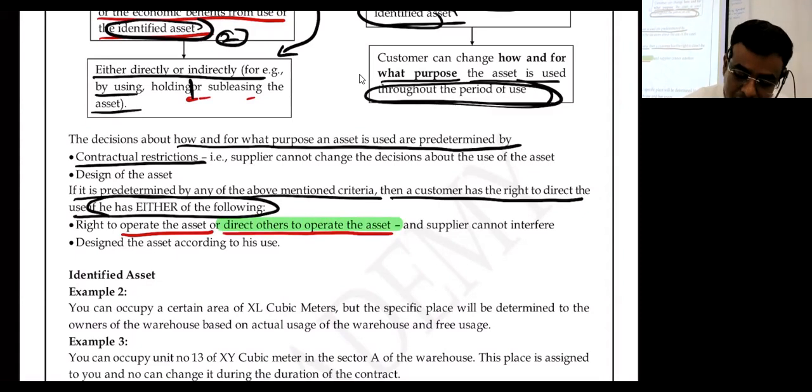Covered, not covered. But direct others to operate, which includes the supplier also. I only ask the supplier to come. In the other case, the supplier will install the projector. He says that you should not switch on the projector. Okay, I only will come and do. You don't have rights. If you switch on the projector and use it and something happens, I am not responsible.